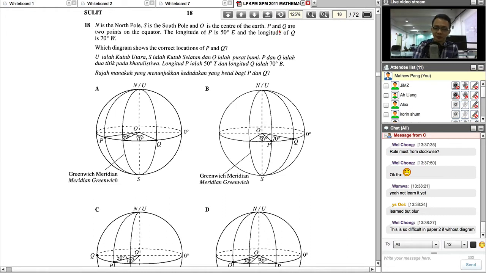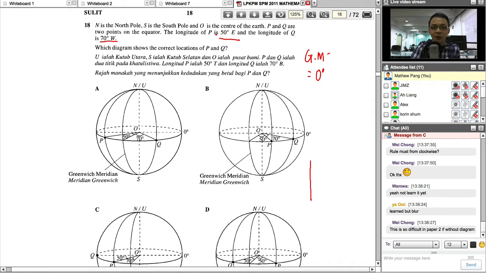So in order to find out which one is 50E or which one is 70W, it's very important to find the Greenwich meridian. Do you see the Greenwich meridian? The Greenwich meridian means the longitude will equal 0 degrees. So if this is 0 degrees, I'm going to draw a straight line for the Greenwich meridian.